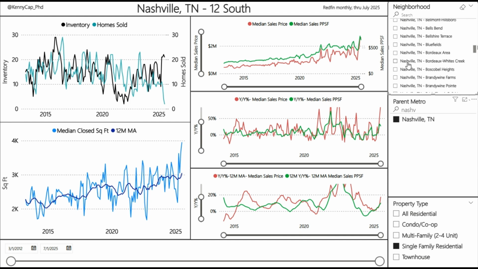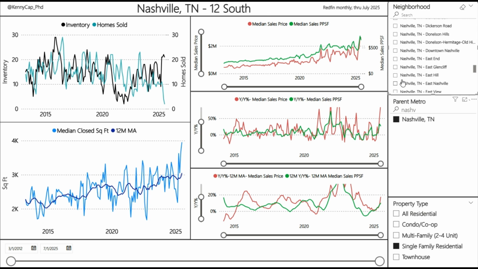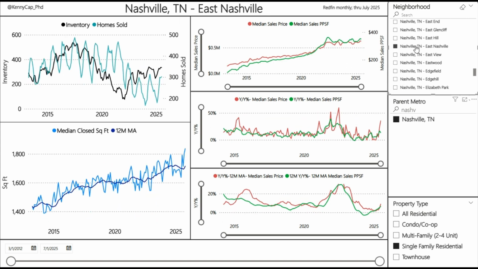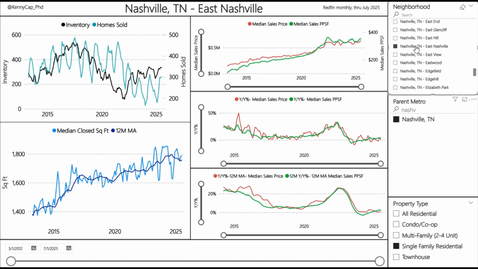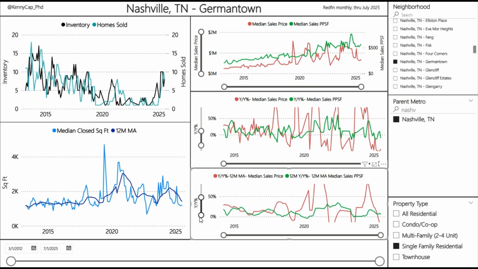So anyway, let's see here. East Nashville again. I guess we can show that. That's what single family looks like. Again, there's pressure even on the single family side. It's not just a multifamily issue. People need to quit saying that. All right, here's Germantown. Single family, a little harder to see that here.